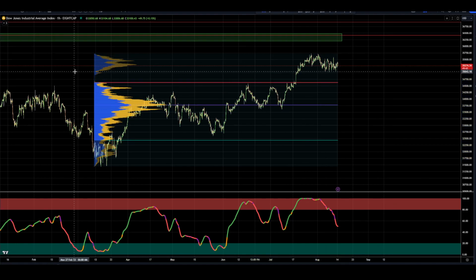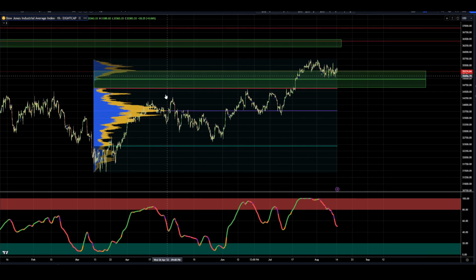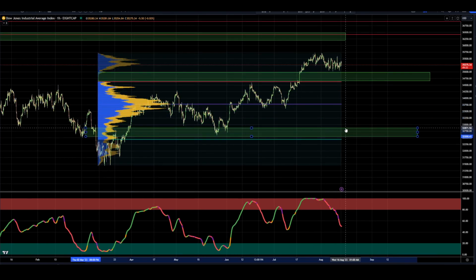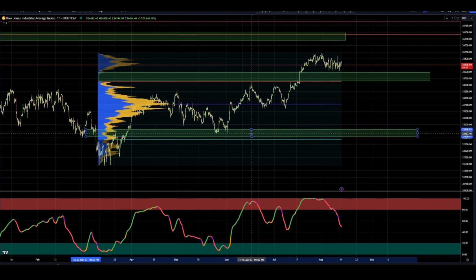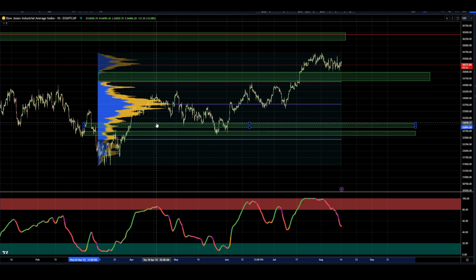Yeah, so we just want to pay attention where are our vacuum nodes and where are our point of control at. So same thing, like I said, just like I did on gold. We're just going to do the exact same thing for every market, every time frame. All the rules are the same. All the steps are the same. It's the same every time.